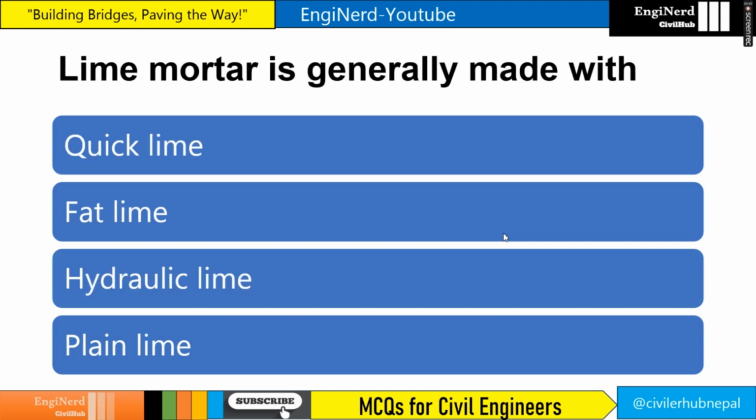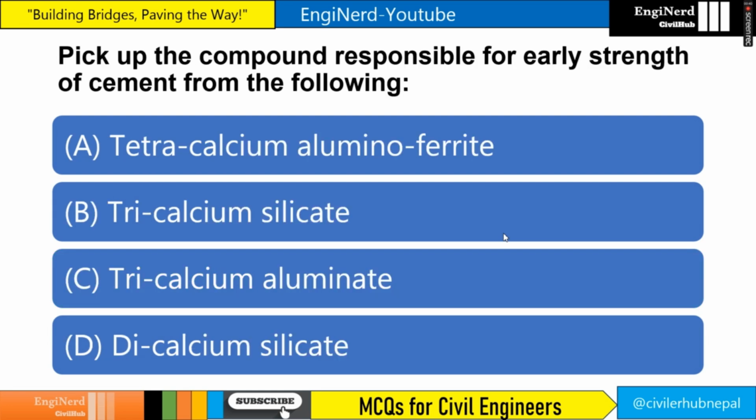Lime mortar is generally made with hydraulic lime, right? This is a simple question. Pick up the compound responsible for early strength of cement from the following. Early strength is tricalcium silicate, right? Early initial setting is tricalcium aluminate, and ultimate strength is dicalcium silicate. So here the answer is tricalcium silicate.